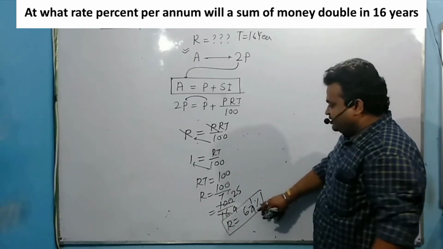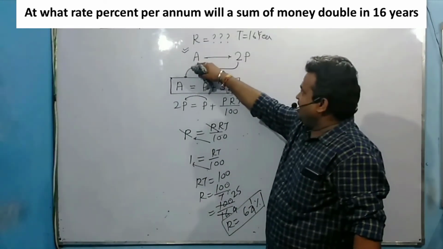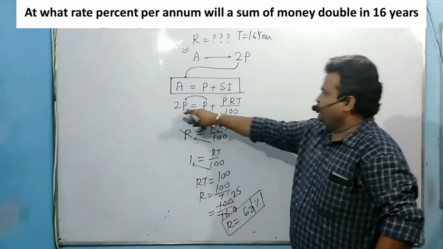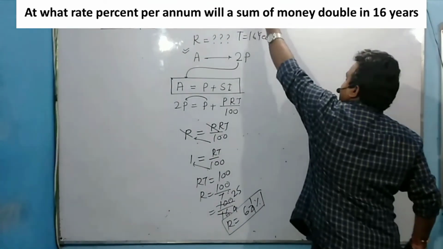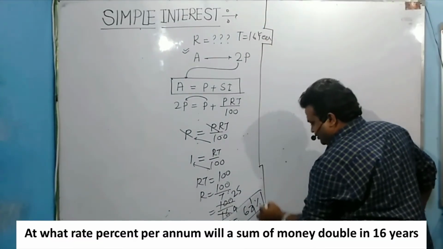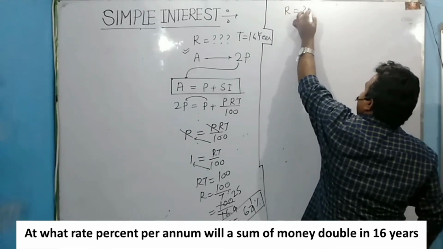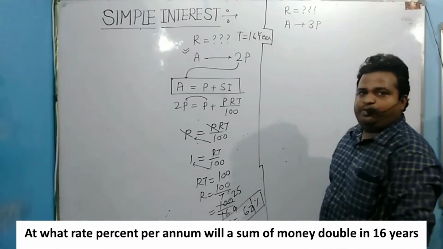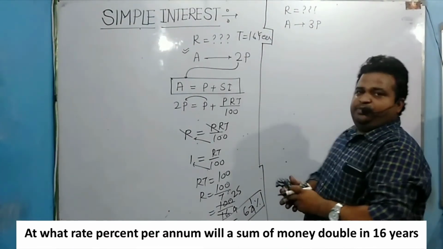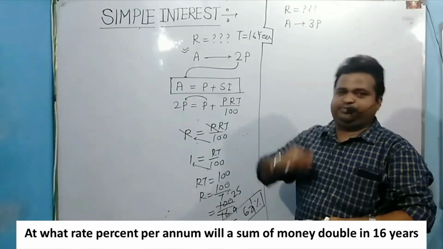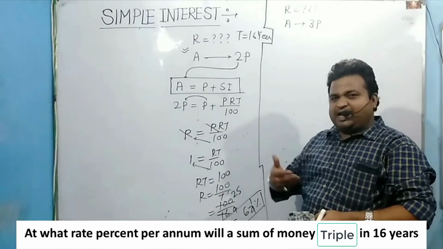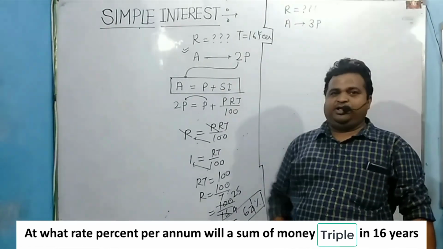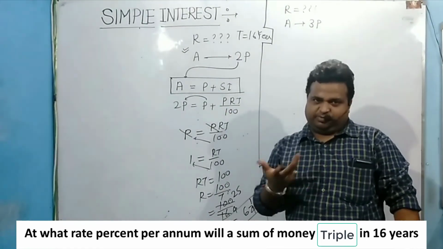So at this percent rate per annum, your accumulated amount is double. What you invested is P, and this value is also P. So 2P is equal to P plus PRT by 100. Suppose in the question it is asked like this: what will be my rate per annum at which your accumulated amount is tripled? So if your invested amount is P, so 3 times is 3P. Suppose you invested 1000 rupees and after a certain period of time it gets tripled. So 1000 is P, so 3000 is the accumulated amount.